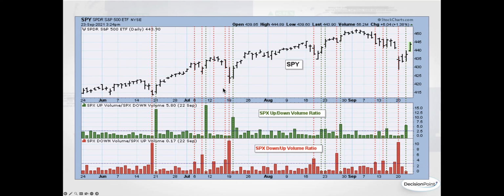But you can see things got very congested in here. And so we had a lot of these climactic readings on the up down and the down up volume. And so it made it a little more tricky. But these are the things you're looking for.